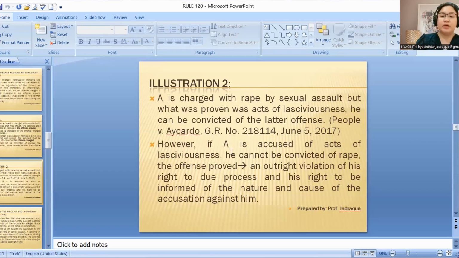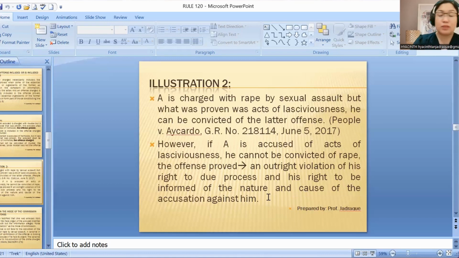However, if A is accused of acts of lasciviousness, he cannot be convicted of rape, the offense proved. Just like earlier, the offense charged was homicide. He cannot be made liable for murder because during trial, we were able to prove a qualifying circumstance. Now, that would be an outright violation of the right to due process and his right to be informed of the nature and cause of the accusation against him.